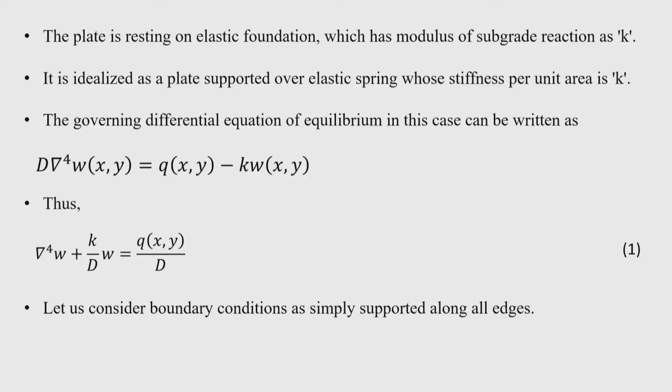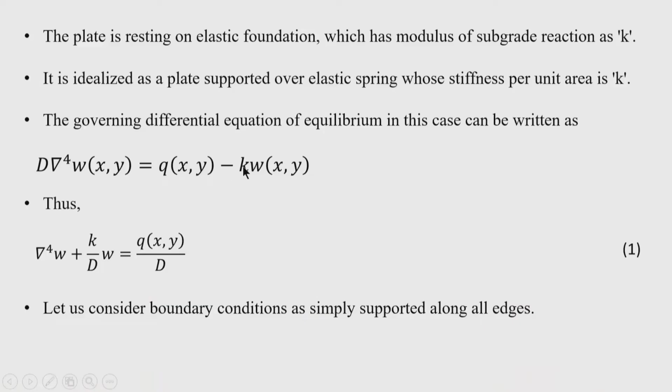Okay. So, you have seen that due to reduction of the net loading to Q minus k into W, we can write the differential equation in modified form. D is the flexural rigidity of the plate, which is equal to E h cube divided by 12 into (1 minus mu square), where mu is the Poisson ratio of the plate, and D del 4 W equals Q minus k W.